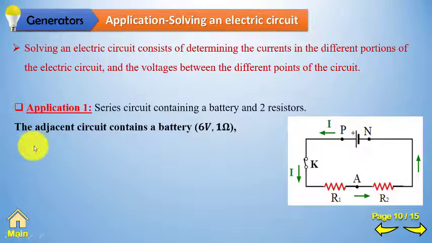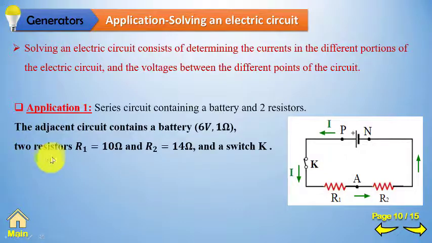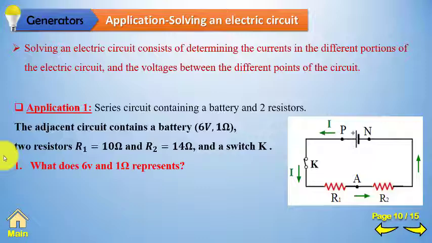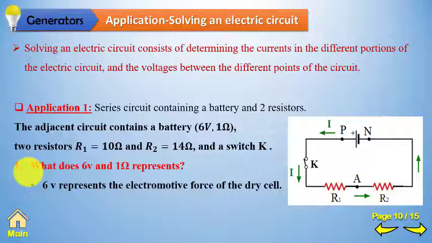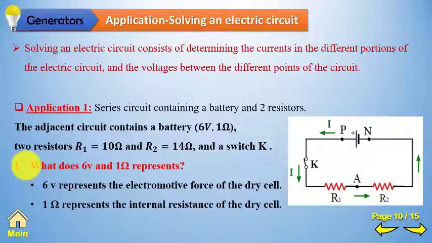In our first application, we will take a series circuit containing a battery and two resistors. The adjacent circuit contains a battery, 6 volt 1 ohm, and two resistors of respective resistances R1 equal 10 ohms and R2 equal 14 ohms, and a switch K. What does 6 volt and 1 ohm represent? Take your time. Yes, 6 volt represents the electromotive force of the dry cell, and 1 ohm represents the internal resistance of the dry cell.